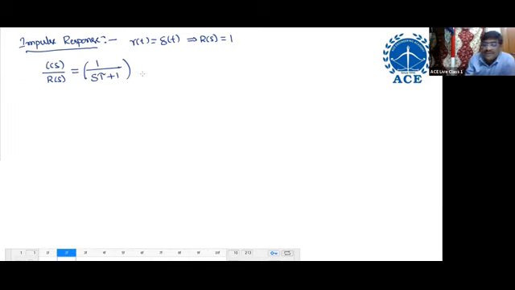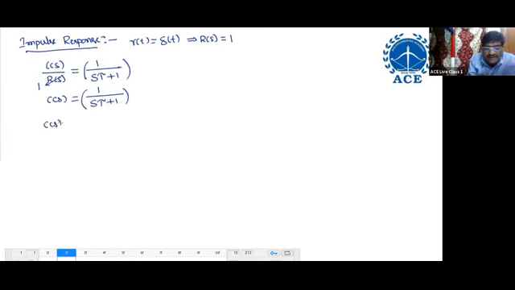This is the transfer function. Now substitute R of s. R of s is 1. Now what is C of s? C of s is 1 by (s tau plus 1). Then find the inverse Laplace transform.